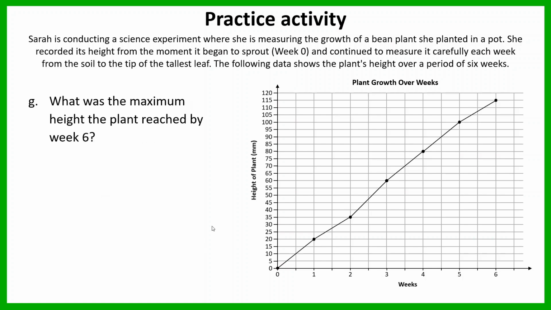Right, then the next question. What is the maximum height the plant reached by week 6? Okay, you should have found that that is 115 millimeters. If you look over here at week 6, that was 115 millimeters. Right, then question H. Estimate the height of the plant at 2.5 weeks.